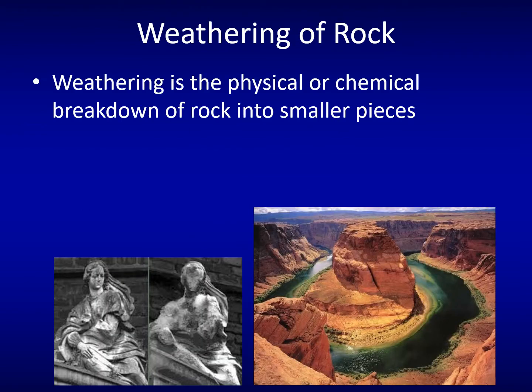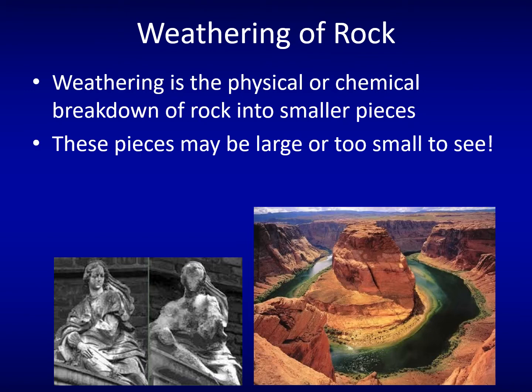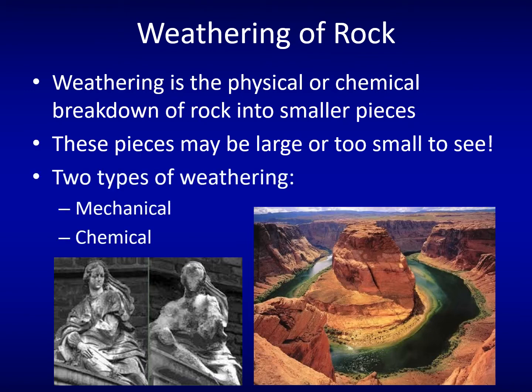Let's specifically look at how soil is formed through the process of weathering. Weathering is a physical or chemical breakdown of rock into smaller pieces. The pieces may be large or even too small to see, and there's two types of weathering: chemical weathering and mechanical weathering. Chemical weathering shown in the picture on the left, mechanical on the right.